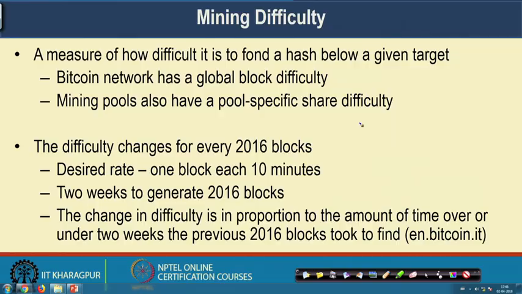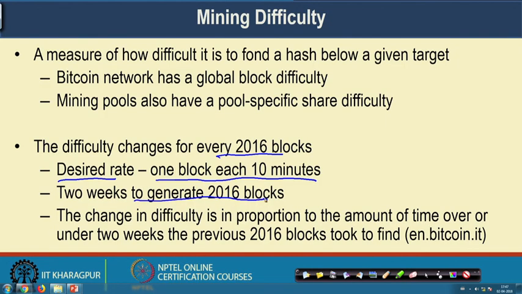This difficulty parameter changes every 2016 blocks. Our desired rate is that we want to generate one block every 10 minutes. If you generate a new block every 10 minutes and do the computation, you will find that to generate 2016 blocks, you require exactly 2 weeks. So, within 2 weeks you can generate 2016 blocks, and this difficulty level is readjusted every 2 weeks.